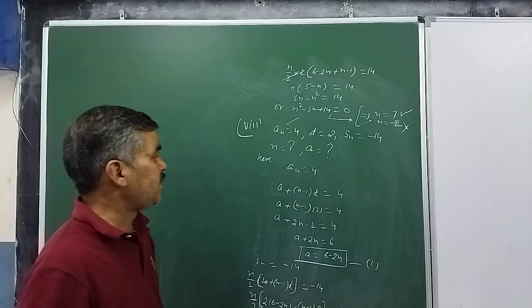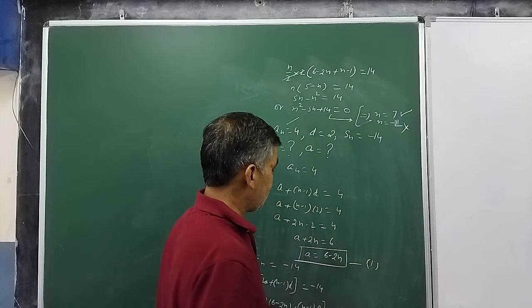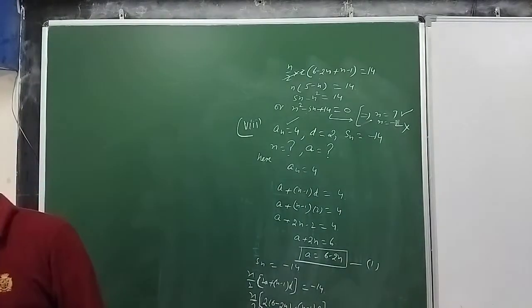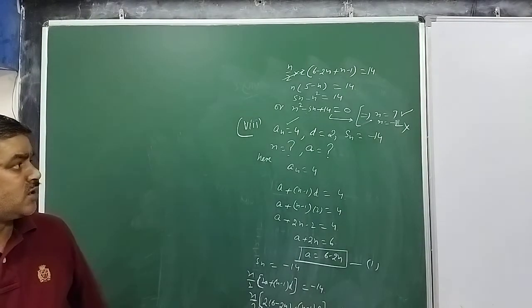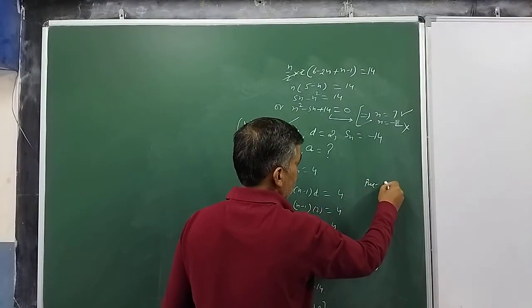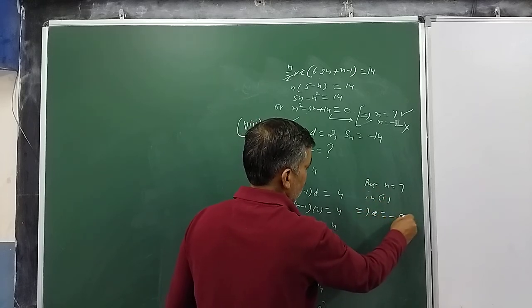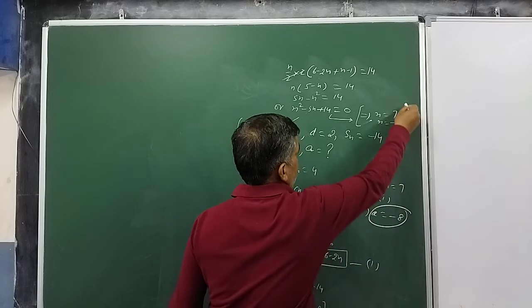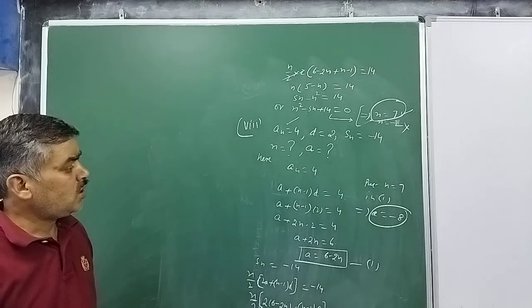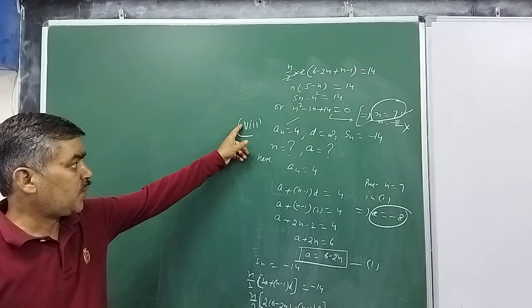So n is equal to 7 will be the first answer, and then you can put that here. 6 minus 2 into 7, 14. 6 minus 14 is minus 8. So a is equal to minus 8 and n is equal to 7. So put n is equal to 7 in 1. This implies a is equal to minus 8. One answer is this, one answer is this. So n is equal to 7 and a is equal to minus 8 are the two answers from this part number 8 point of view.